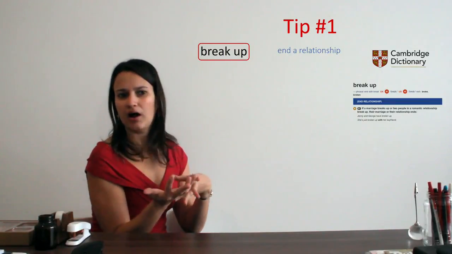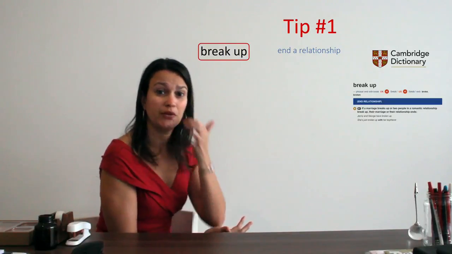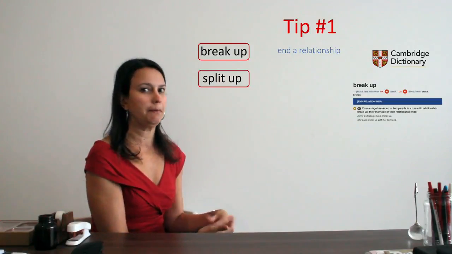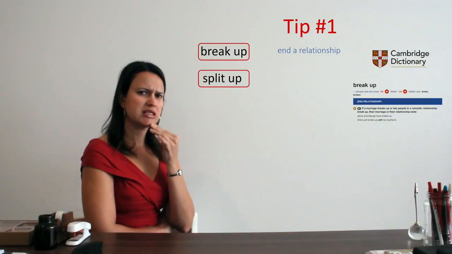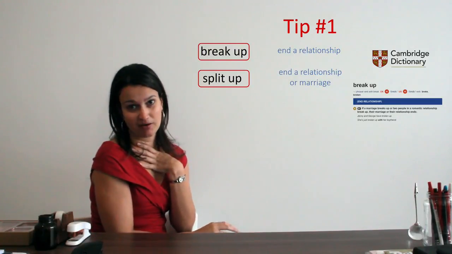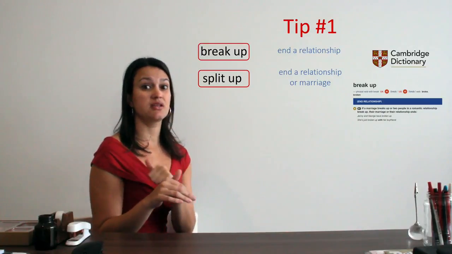English dictionaries are not as scary as people think. They're actually extremely helpful. The next phrasal verb was to split up. Do you know what that means? Any ideas? No? It's to end a relationship or marriage. So it's quite similar to break up. They could be considered synonyms because they're very, very similar.